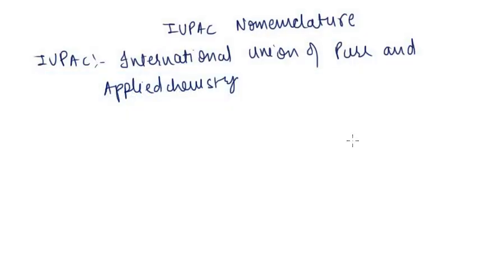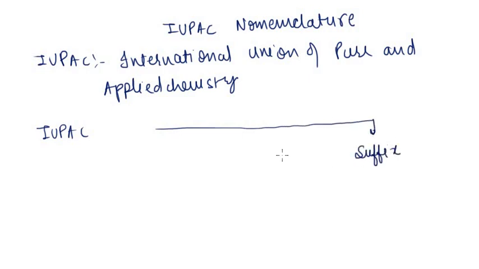So IUPAC was the one which told how we name them. Okay. Now IUPAC told that every name is categorized into three parts. First, the last one is the suffix. The middle one is the word root. And the previous one is the prefix: prefix, word root and suffix.